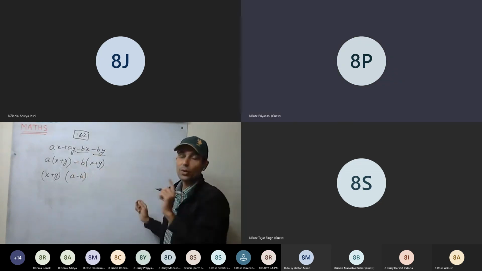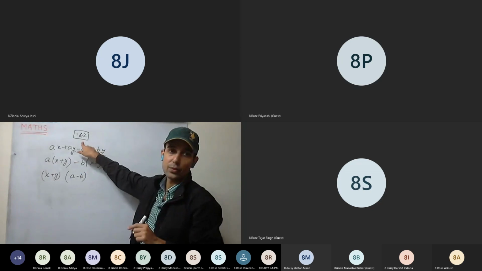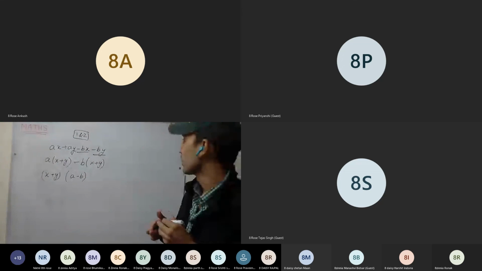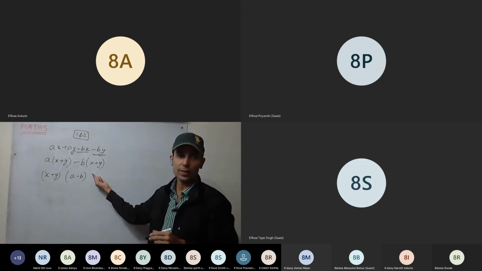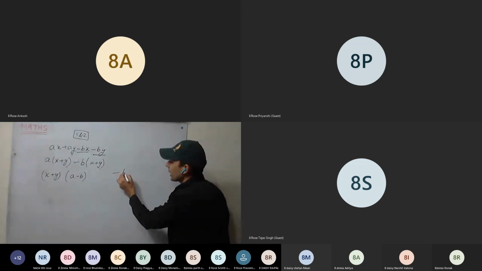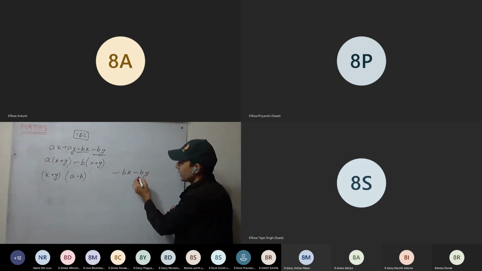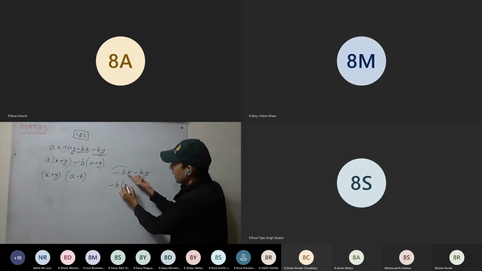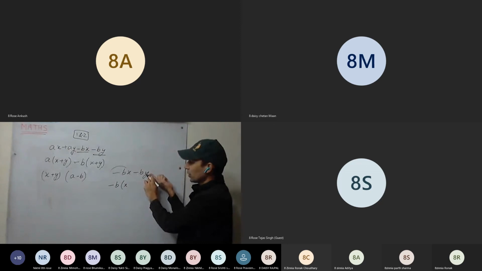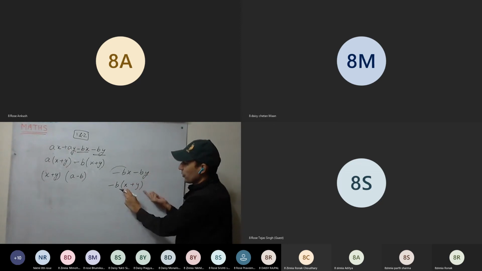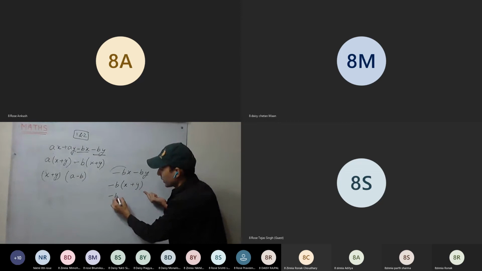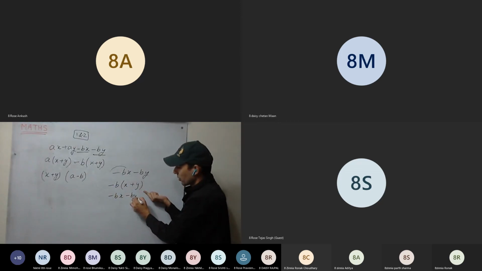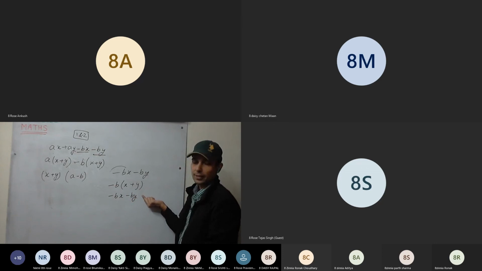Homework: first and second questions, you do all. If you don't get them, we'll discuss. So, what is remaining? Minus bx minus by. See it here. If you are taking minus b outside, what will remain here? x. Here, minus b into y, plus y. Now, if you open the bracket, minus bx minus by. We are getting the same thing again.